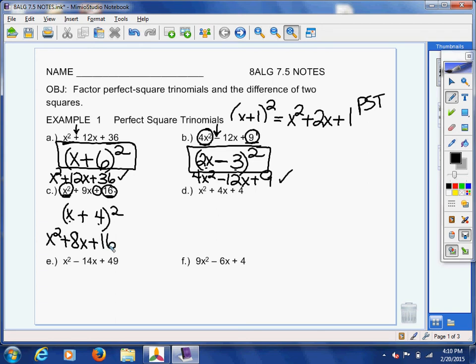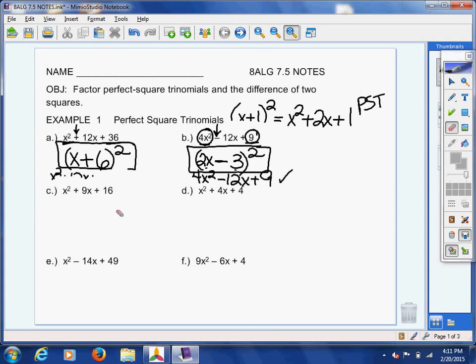Uh-oh, Houston, I see a problem. Do you see what I see? I got a middle term of 8x, but my original problem has a middle term of 9x. Guess what, guys? This is not a perfect square trinomial. One way you can tell is when you multiply the first term times the second term and then double it, if it's not the number in the middle of your trinomial, then that's not how you factor it. So this is not a perfect square trinomial, all because of that middle term.